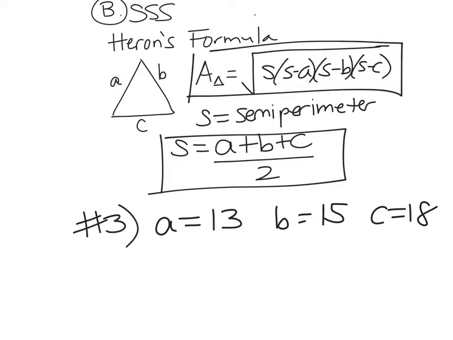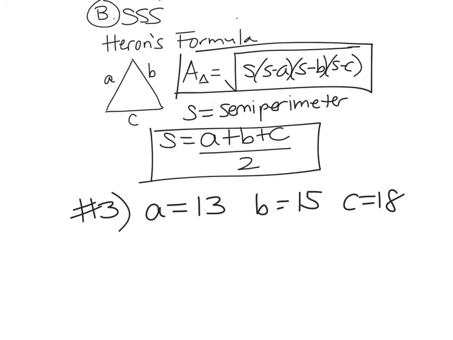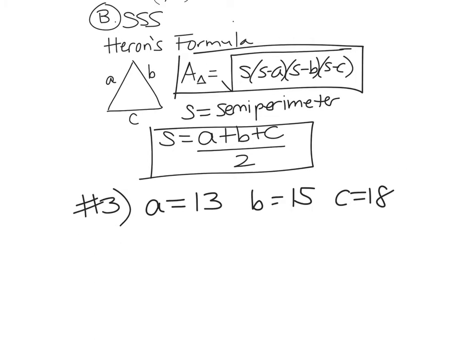You could use side, side, side and try to find the angle between and use 1/2 AB sine C if you knew that one. You know how to find all these parts of a triangle, so it doesn't matter which area formula you use. I like to just use the easiest one. If I'm given 3 sides, I just plug it into Heron's formula and I'm good to go.